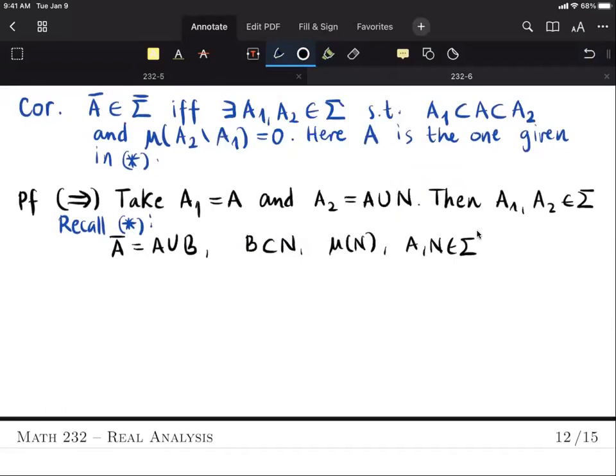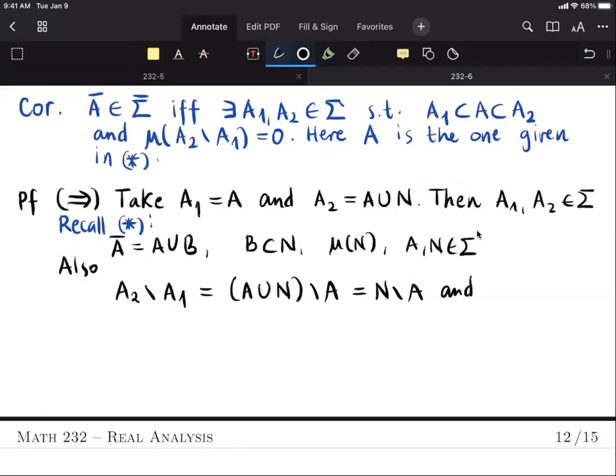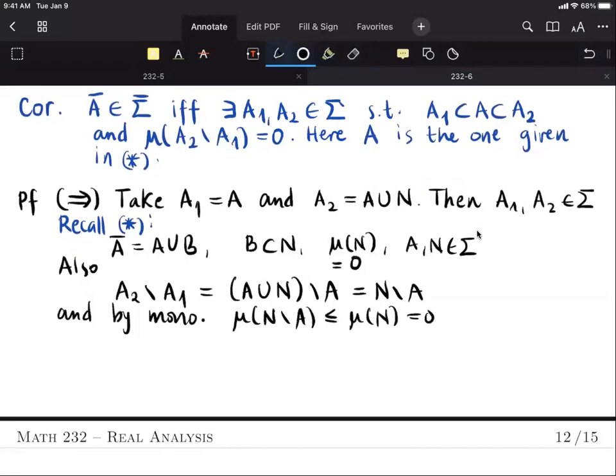So if we take the difference between A2 and A1, what is A2? That is A union N. What is A1? That's A. So this is the same as subtracting A from N. And by monotonicity, the measure of N minus A is less than or equal to the measure of N, but this is 0. Hence the measure of N minus A, which is the same as A2 minus A1, is equal to 0.